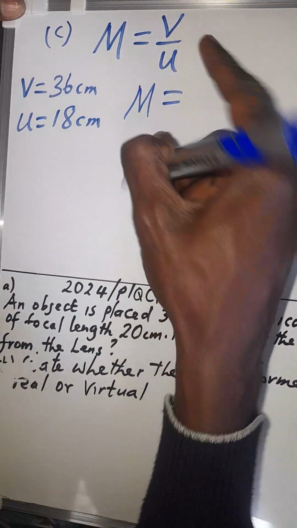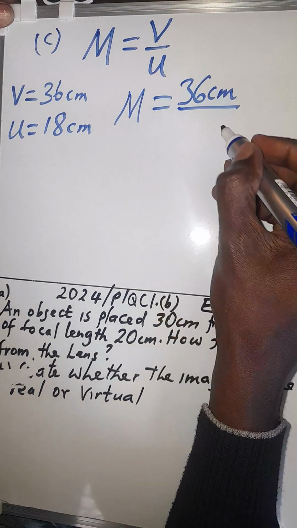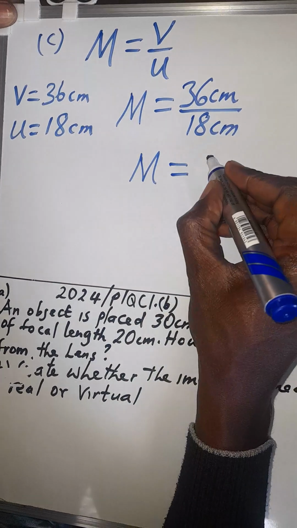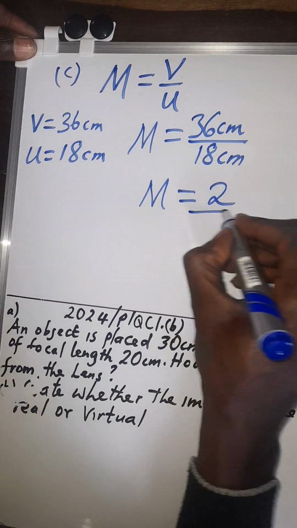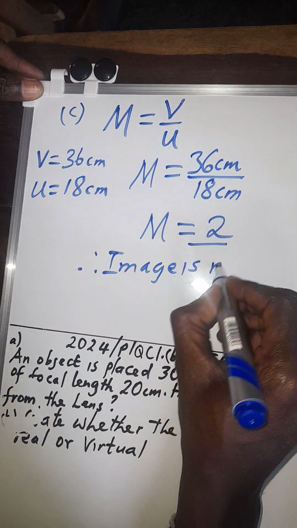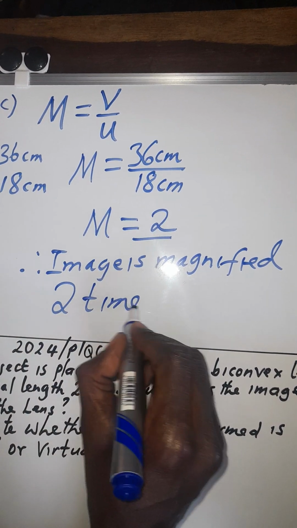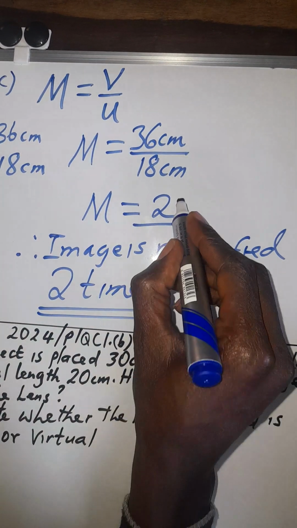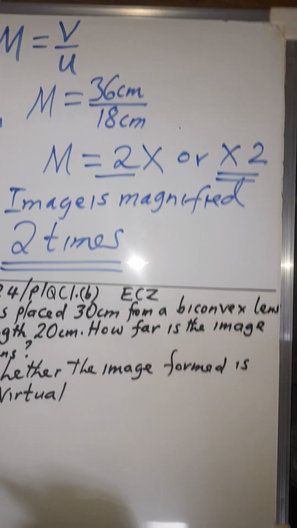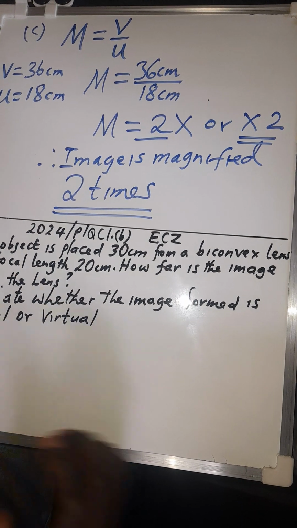So linear magnification will be equal to the image distance, which is 36 centimeters, divided by the object distance, which is 18 centimeters. Therefore, magnification is equal to 2. So we can simply say the image is magnified 2 times. That's what we mean. So that is how you can calculate that question using the thin lens equation.